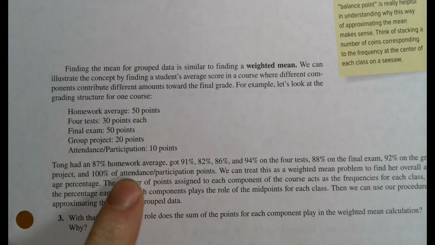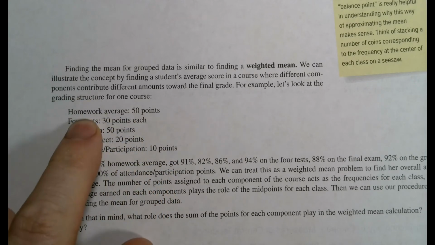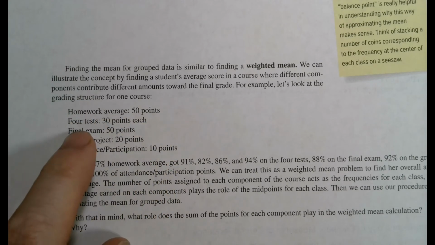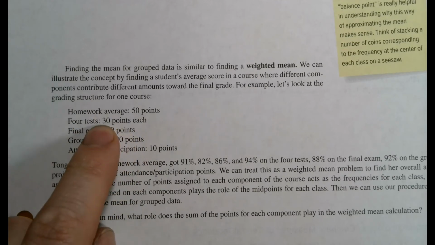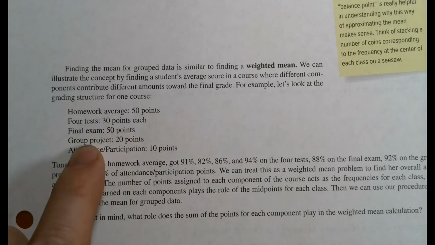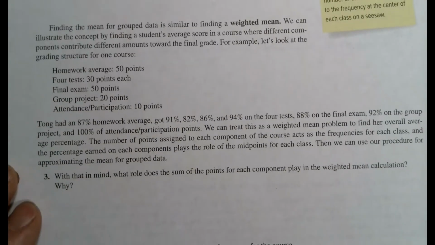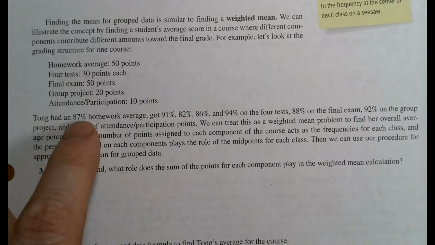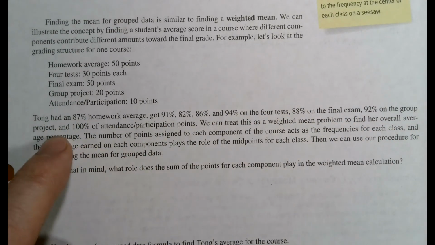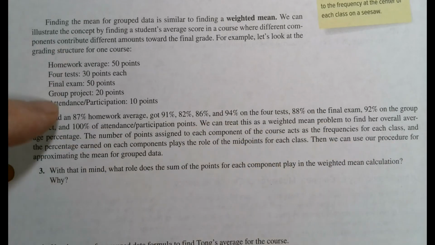So here's a sample class where the homework was worth 50 points. That's the weight for the homework. 4 tests are 30 points each, and then the final exam is 50 points, etc., etc. And we've got the student Tong who received these particular values, or these averages in each of these categories, and we want to figure out what is Tong's final grade in the class.